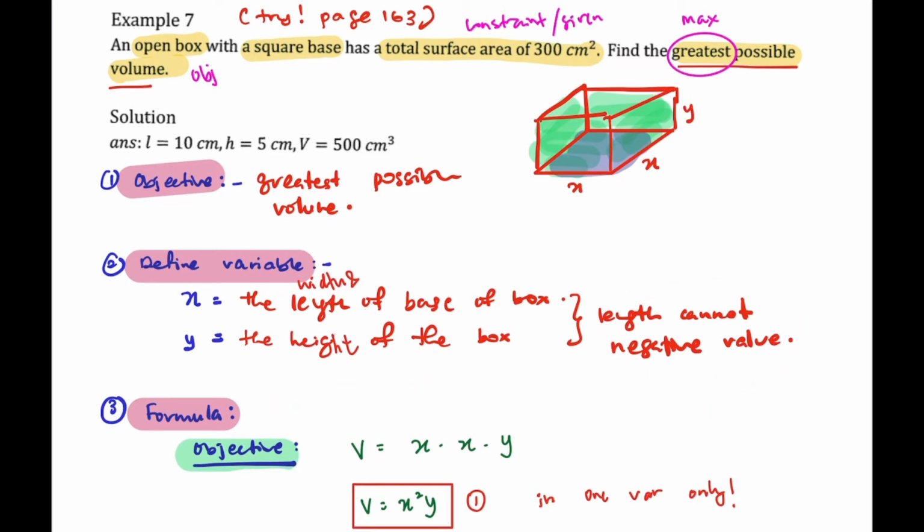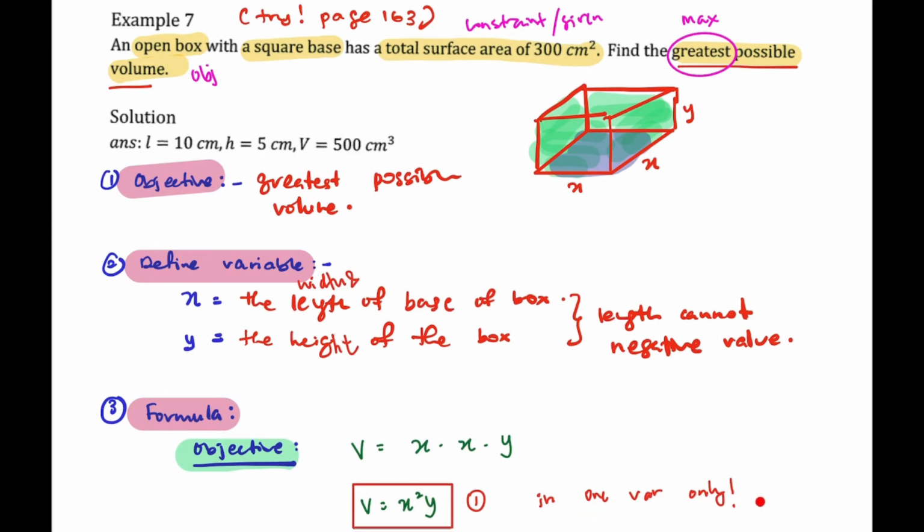Number 3, let's draw our formula. The objective is you want to find the volume, right? So volume is the length times width times height. So x times x times y. Let's simplify. V is equal to x squared y. So let's keep this. And we know that we have 2 variables right now. Later on, we need to make sure we only have 1 variable.